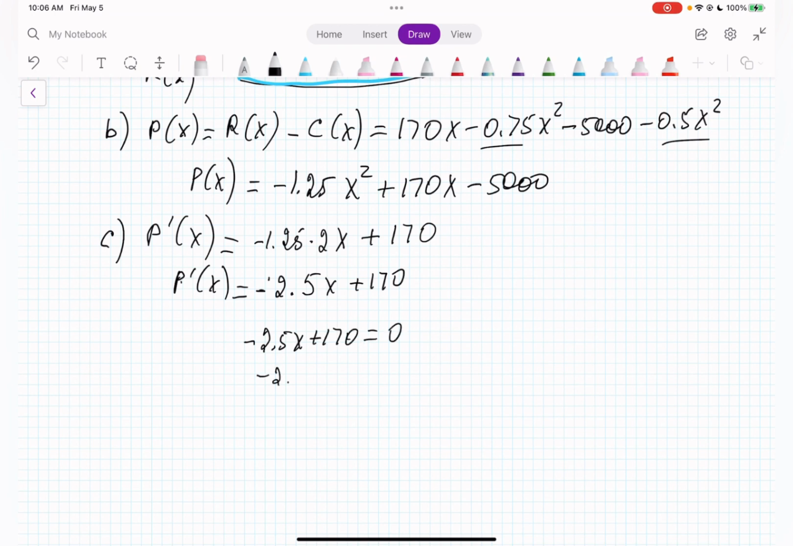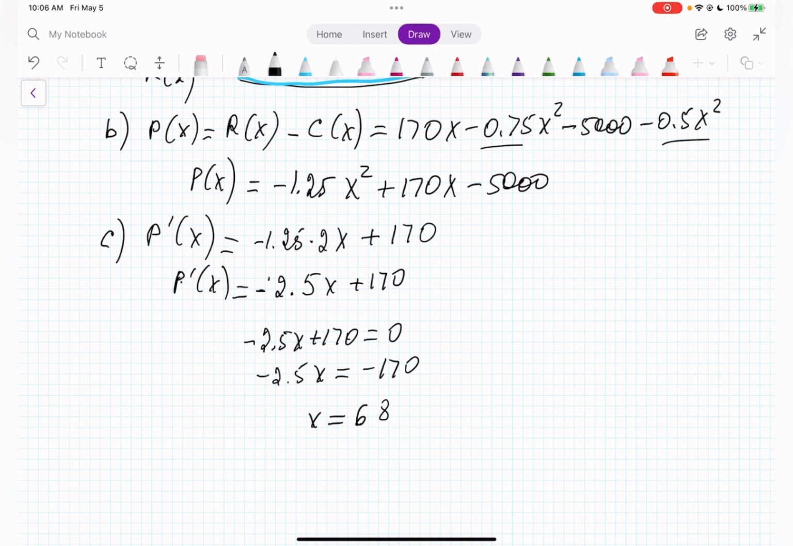So negative 2.5x is equal negative 170, and x is equal 170 divided by 2.5, and we are getting 68. We need 68 suits to maximize or minimize the profit.